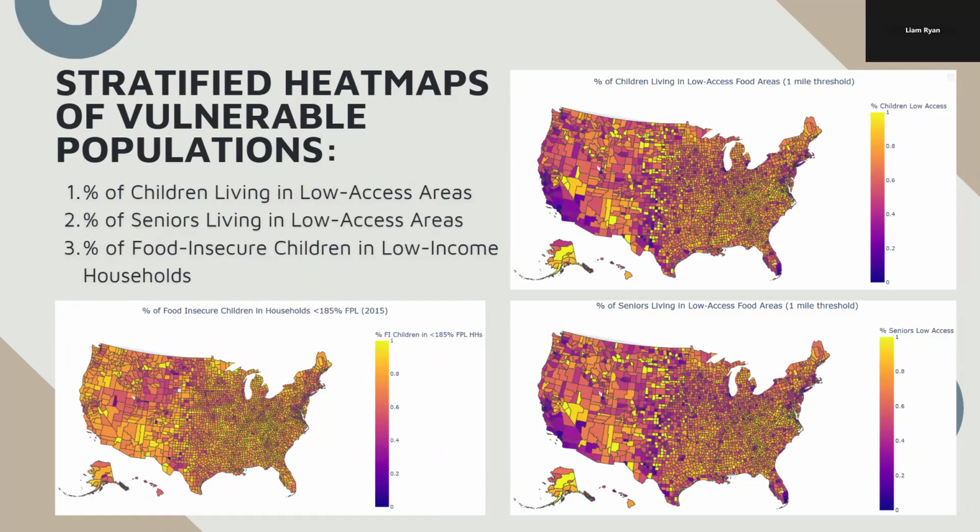We see that many counties in the deep south, southeast, and parts of Appalachia have both a high share of low income food insecure children and a high share of children living far from healthy food retailers, suggesting stacked economic and geographic disadvantages. Seniors show a similar pattern in these regions, but also stand out in more rural Midwestern and Western counties, where access barriers appear especially severe for older adults.